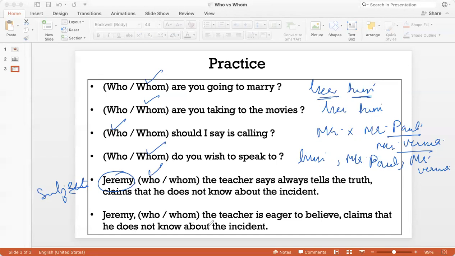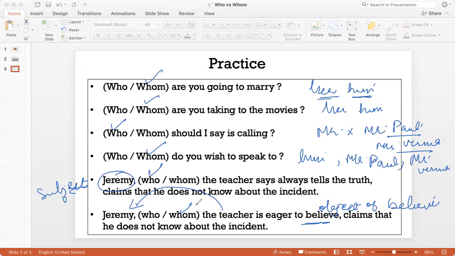Jeremy, who or whom the teacher is eager to believe, claims that he does not know about the incident. The teacher is eager to believe Jeremy, eager to believe him. This is the object of the verb believe. So here Jeremy will take whom. Jeremy, whom the teacher is eager to believe, claims that he does not know about the incident.